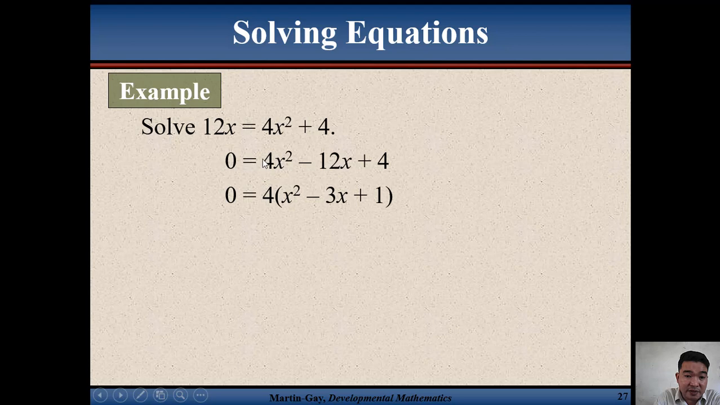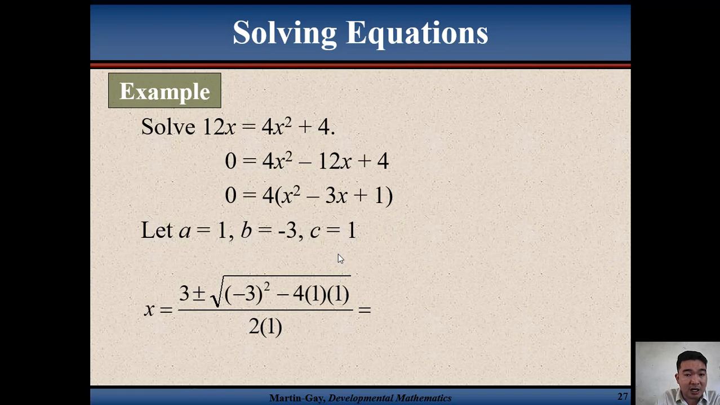Since 4 is divisible by 4, negative 12 is divisible by 4, and 4 is also divisible by 4. So 4x squared divided by 4 is x squared, negative 12x divided by 4 is negative 3x, then 4 divided by 4 is 1. So the common factor of all these three terms is 4. And then we divide the whole equation by 4. So you will have x squared minus 3x plus 1 equals 0. So our A now is equal to 1, our B is equal to negative 3, and our C is equal to 1.